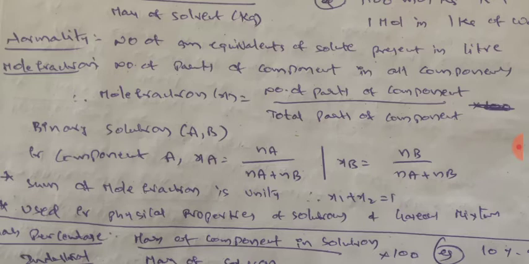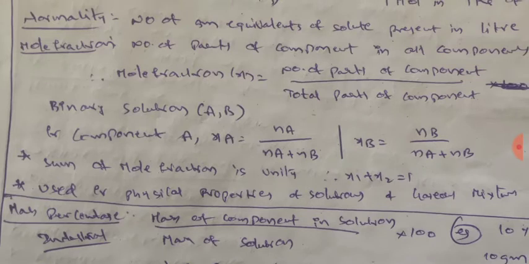So already we know that every solution has a minimum of two components. For example, when we consider a binary solution, it exhibits two types of components. One is component A and the next one is component B. So out of the two components, how can we express the mole fraction of component A? The mole fraction of component A is expressed as XA and the mole fraction of component B is expressed as XB.